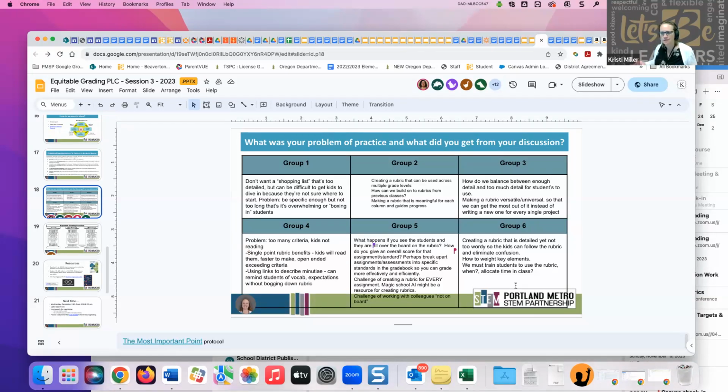So excellent. I hope that the problem of practice protocol was useful and interesting. I love doing that with my peers because I get so much out of it. I learn so much from just listening to other people talk about the issues in their classroom. It's relieving to me in a way, like, okay, other people experience that too. Thank goodness.